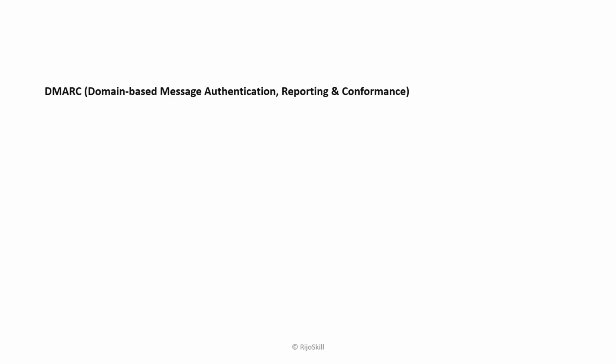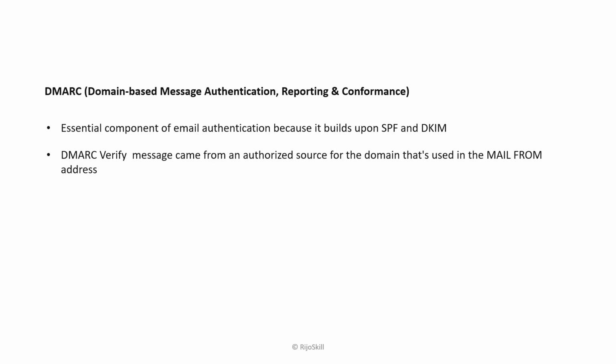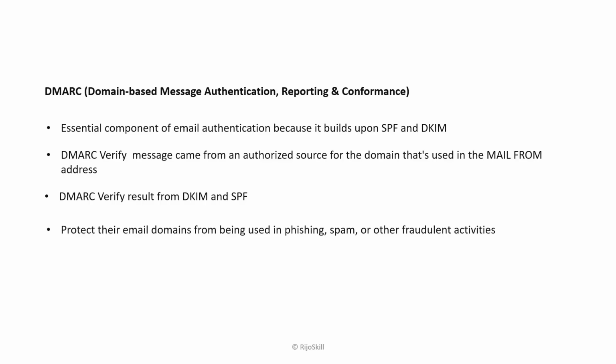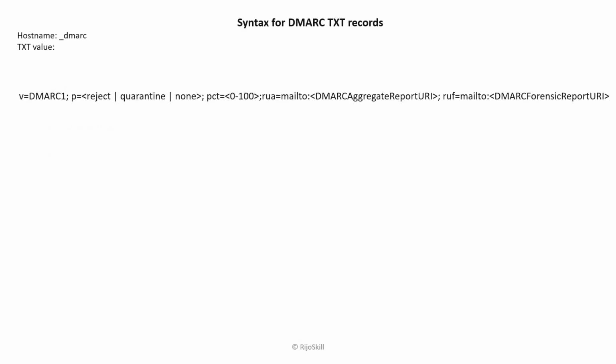Next we will discuss DMARC, Domain-based Message Authentication, Reporting and Conformance. It is an essential component for email authentication because it builds on SPF and DKIM. DMARC verifies that a message came from an authorized source of the domain used for the mail from address, and DMARC verifies the result from DKIM and SPF and protects the email domain from being used for phishing, spam or other fraudulent activity.